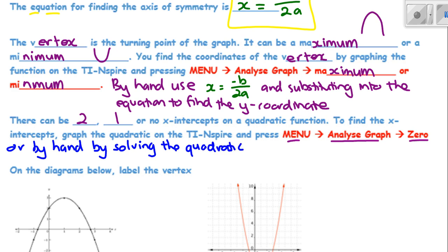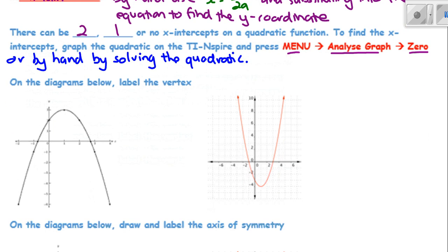Using the null factor law, meaning setting the quadratic equal to 0. You could solve by factoring, or you could solve by quadratic formula, complete the square, whatever. That's how you would do it by hand. That's how you find the x-intercepts. So a lot of graphing using the TI-Nspire could happen here.